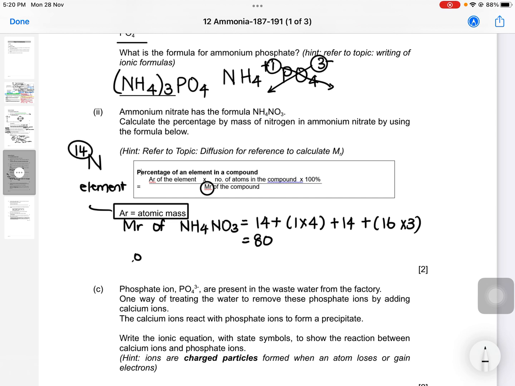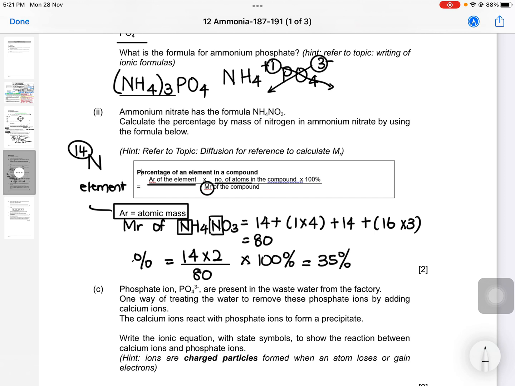So for the percentage, I have 2 nitrogen atoms, 1 N here and 1 N here. So it's 14 times 2. This is where they say Ar of the element times the number of atoms. I have 2 nitrogen atoms, divided by the Mr, which is 80, then times 100%. So 28 divided by 80 is actually 35%. That is how you calculate the percentage of an element in a compound. You will also learn this in the next section of chemical calculations.